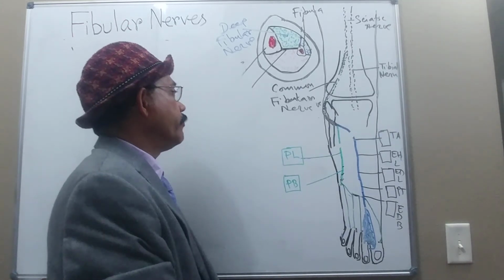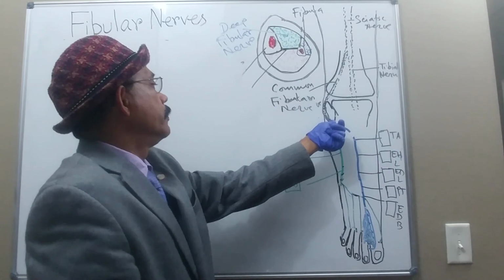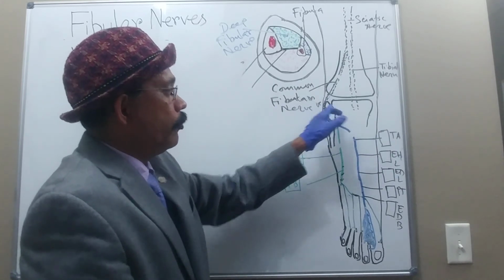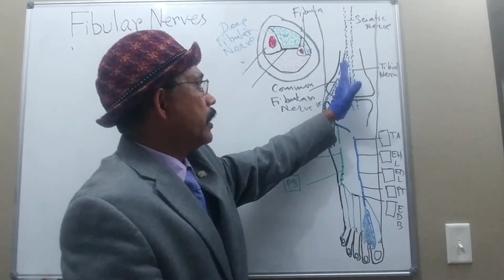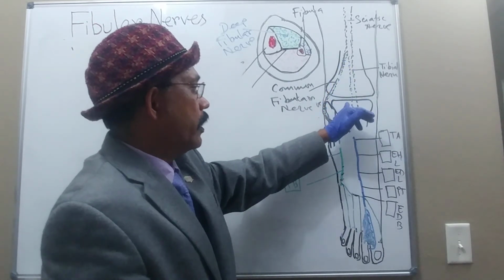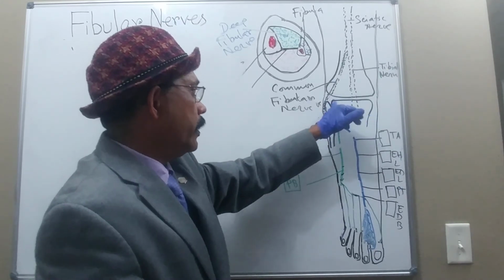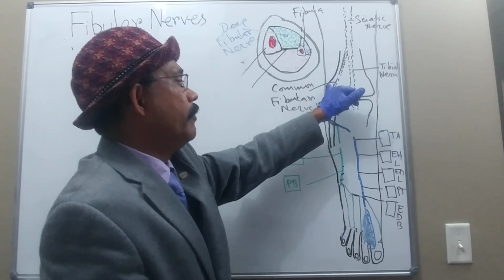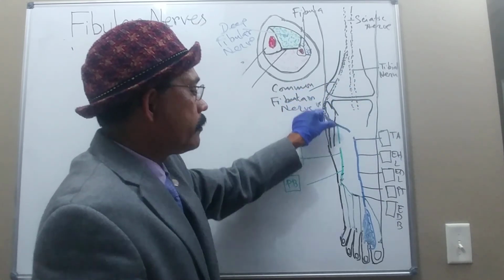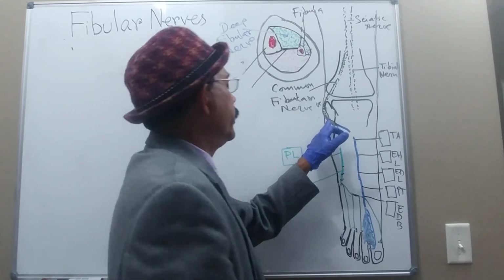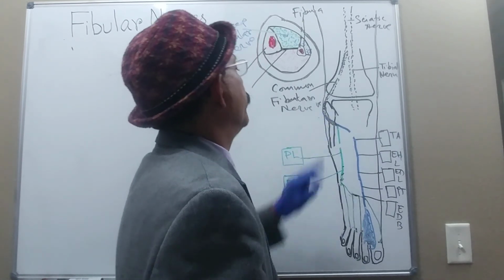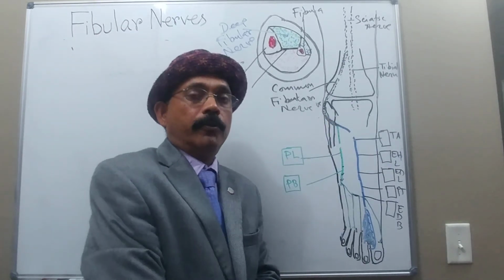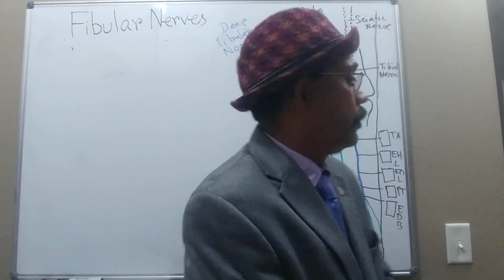And how can we identify the common peroneal nerve at the fibula? It is just lateral to the lateral condyle, below the lateral condyle of the femur. You can easily palpate it here, and we'll get the fibular nerve here. It is palpable. So that's all about the fibular nerve.